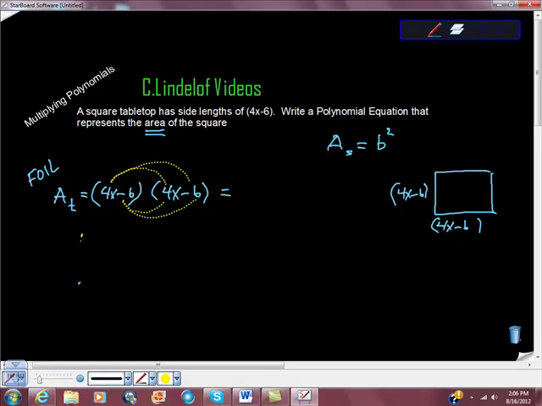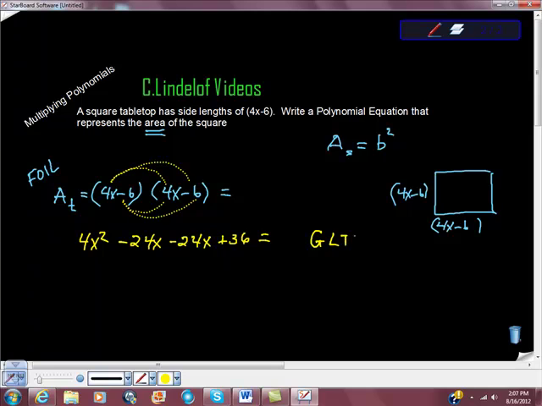4x times 4x is 4x squared, isn't it? 4x times negative 6 is negative 24x, isn't that right? And then we have this inner piece, which is negative 6 times 4x, which is another negative 24x, isn't it? And lastly, we have negative 6 times negative 6, which is positive 36. So we do have to GLT, right?